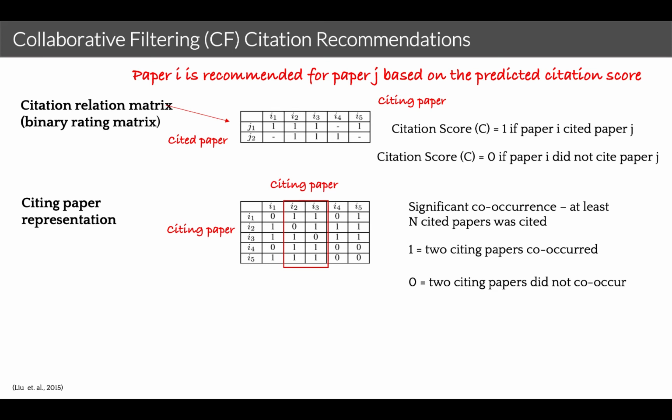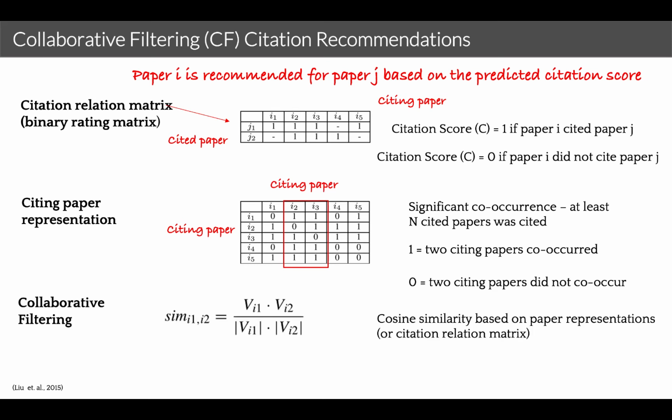Traditional collaborative filtering methods calculate similarities between citing papers, and it's all based on this original citation relation matrix. And cosine similarity can be used to calculate paper representations as well.